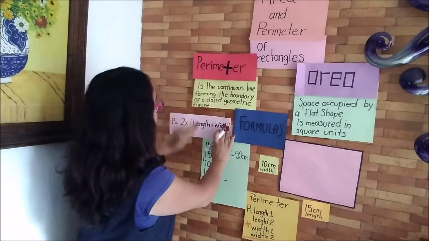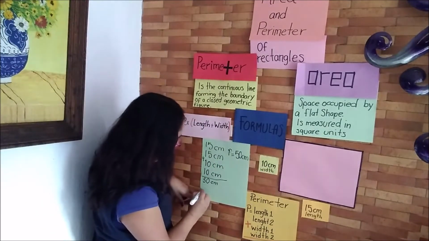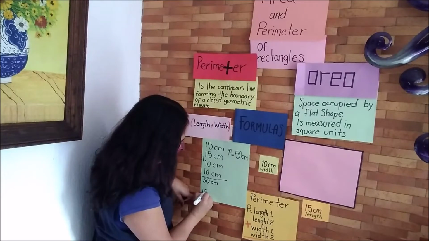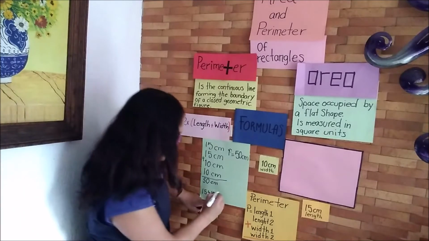Let's do it in this way. Let's add first 15 plus 10, plus 10. It's going to be 25.